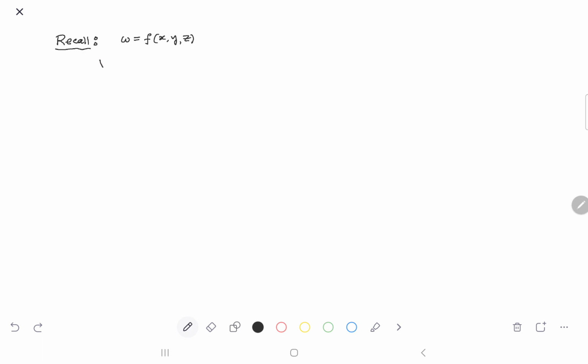So let this be a function of three variables. Then the gradient of that function we denote by del f at the point a, b, c, and it is defined by taking the partial derivatives at that point: del f del x at the point p i cap, plus del f del y at the point p j cap, plus del f del z at the point p k cap, where p equals the point a, b, c.